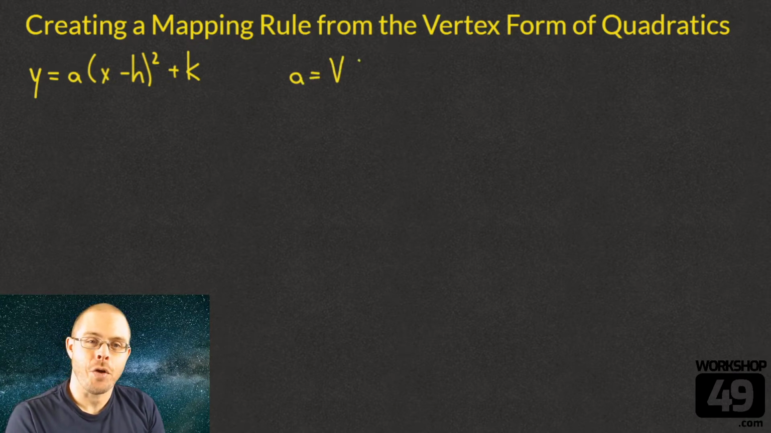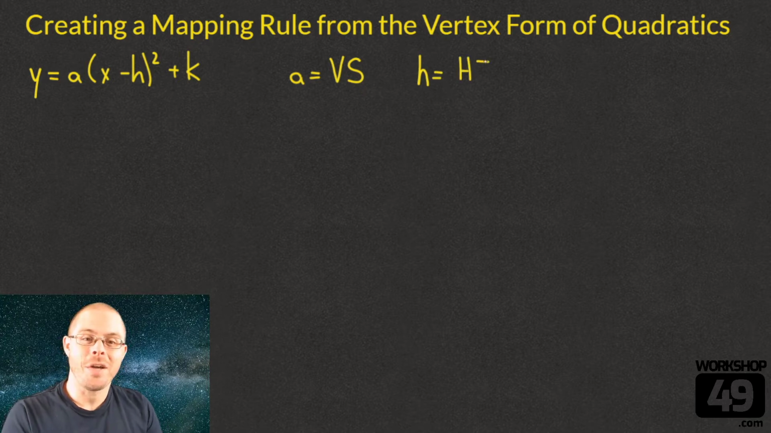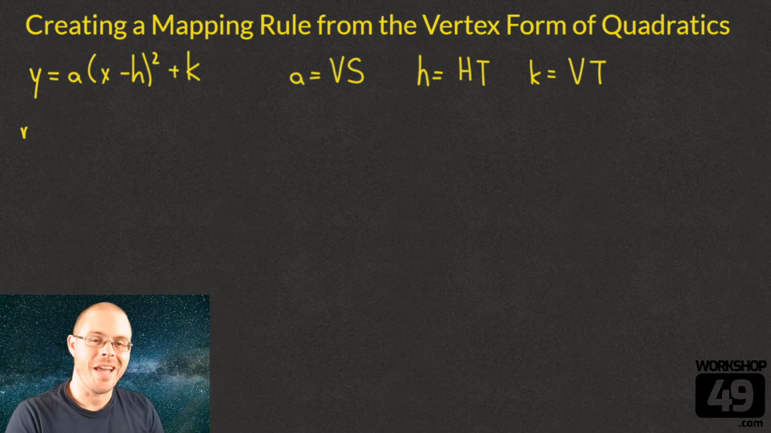So the a is our vertical stretch. It determines how tall and skinny our parabola is or how short and chonky it's going to be. And the h is our horizontal translation, and it is a measure of how much our parabola shifts to the left or to the right. The k, that's the vertical translation, and it's how much our parabola shifts up or shifts down.